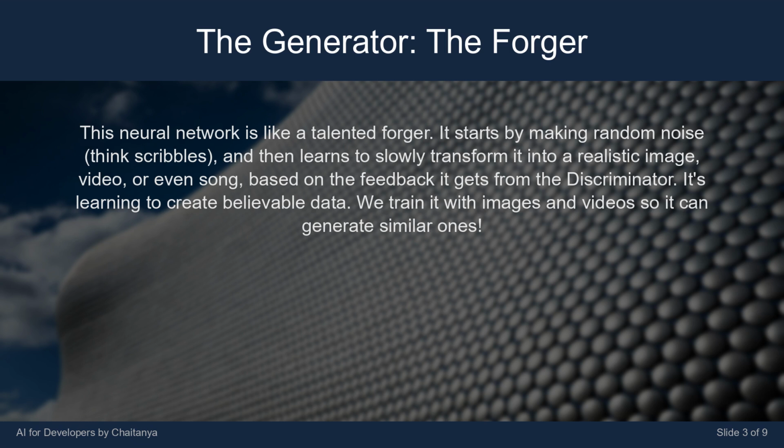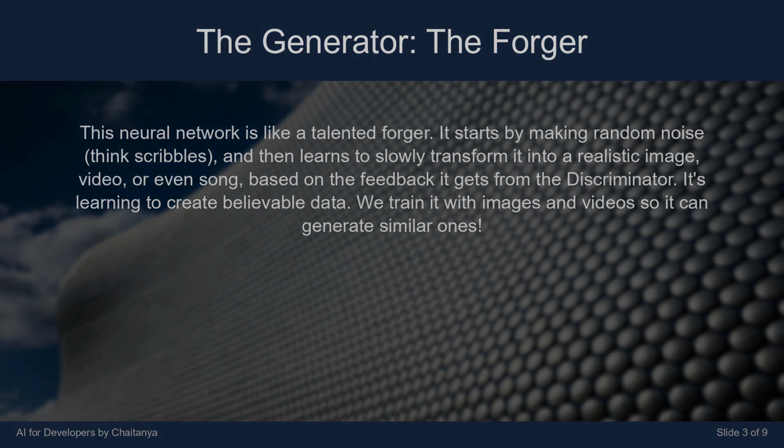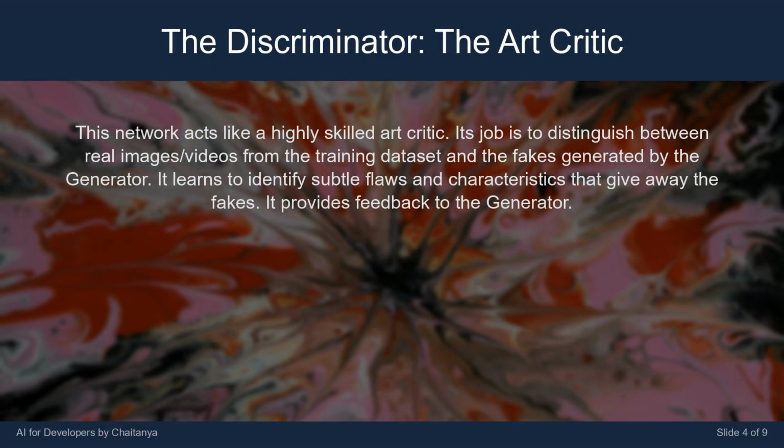We train it with images and videos so it can generate similar ones. This network acts like a highly skilled art critic. Its job is to distinguish between real images, videos from the training dataset and the fakes generated by the generator. It learns to identify subtle flaws and characteristics that give away the fakes. It provides feedback to the generator.